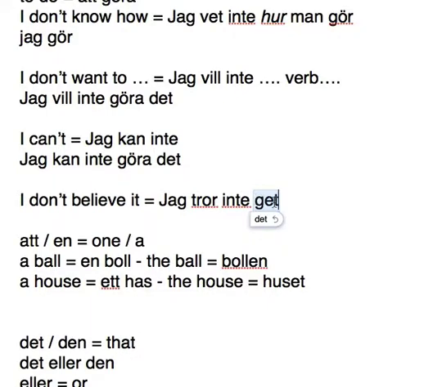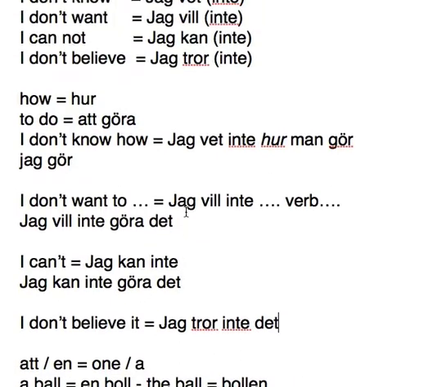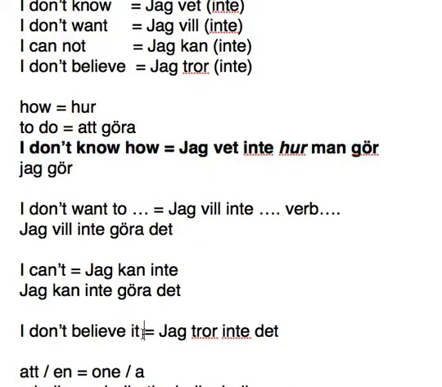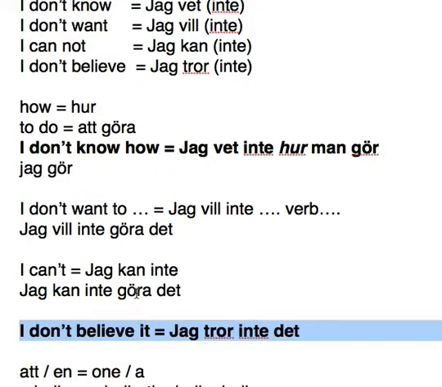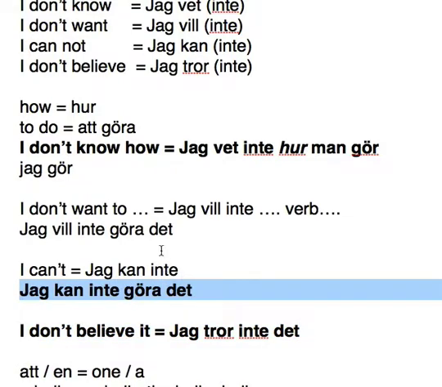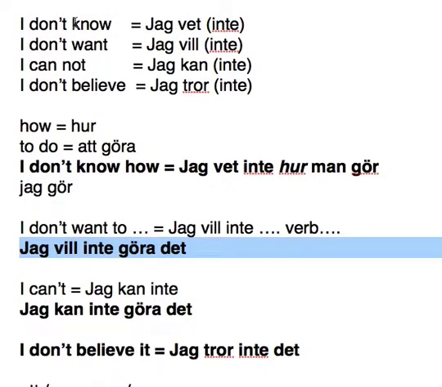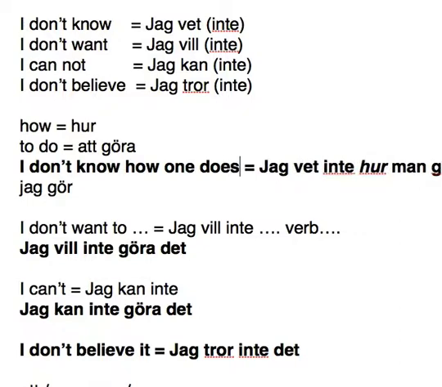Jag tror inte det. There we go. And that's it. We used examples with this phrase, this phrase, this phrase, and this phrase. All right. I don't know how. Jag vet inte hur man gör. I don't know how one does.